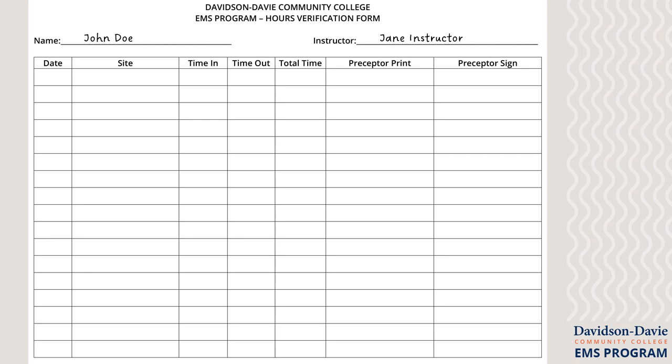For each of your clinical experience shifts, you will document the date of your clinical shift, the facility and department you are in, your arrival time, your departure time, the total number of hours you attended, and print your preceptor's name. Ensure that you have your preceptor sign this form. If it is submitted without the preceptor's signature, it will be returned to you, so that you can get it corrected.